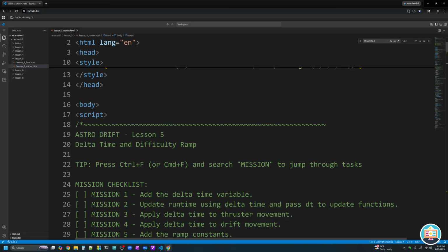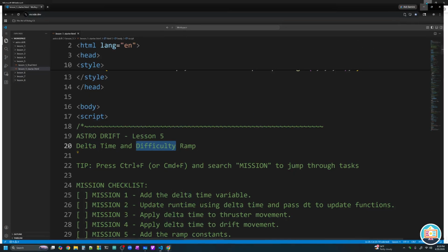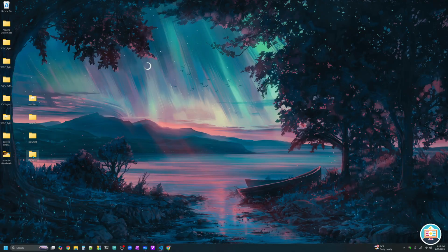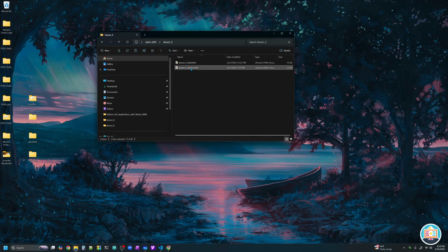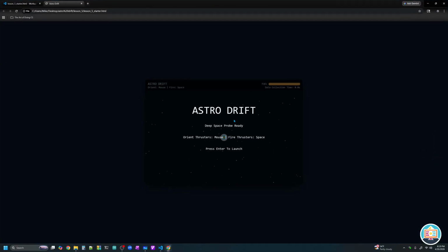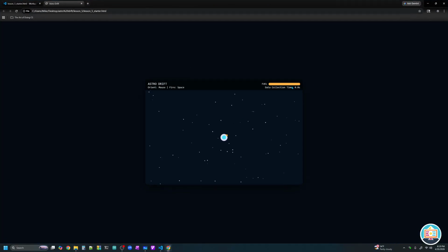So I have the lesson 5 starter file open right here, delta time and our difficulty ramp. I'm going to minimize this file and open that file directly in the browser. So we'll go to our folder and open up lesson 5. And let's look at what we got here. Right away, I see this data collection time, 0 seconds, so I haven't collected any.